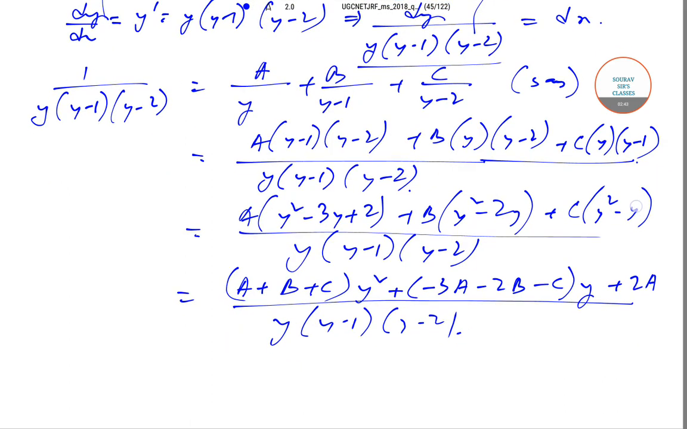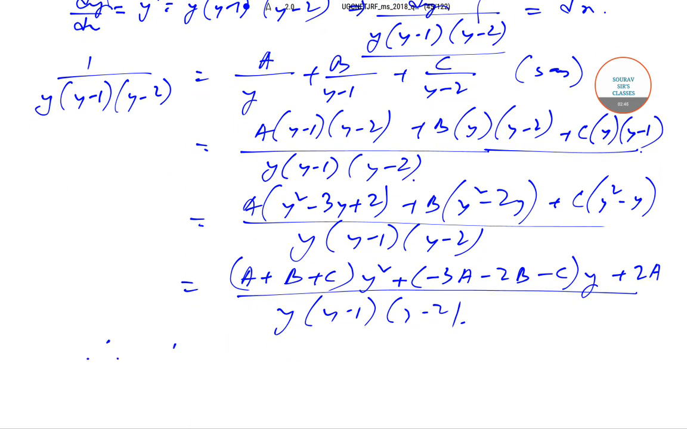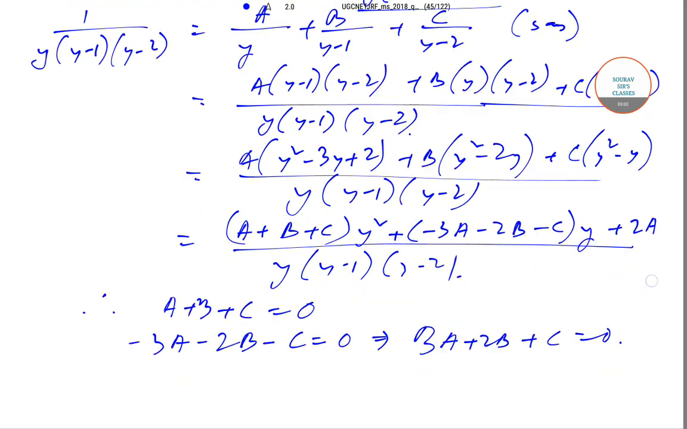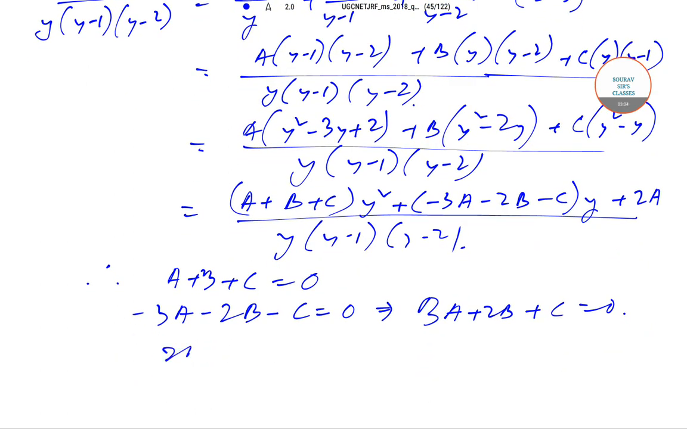So this will give us three equations. Firstly, a plus b plus c is equal to 0. Secondly, we'll get minus 3a minus 2b minus c is equal to 0, and that will give us that thrice of a plus 2b plus c will be equal to 0. And finally we have another equation, that twice of a is equal to 1.